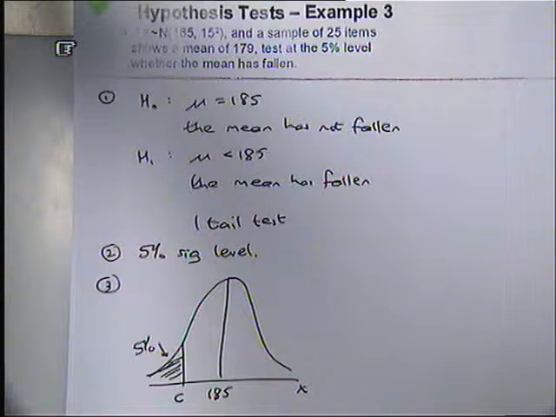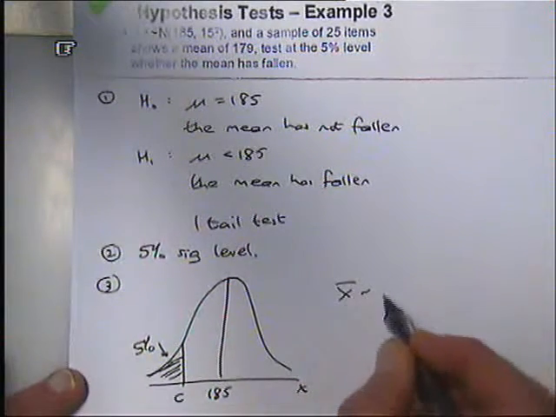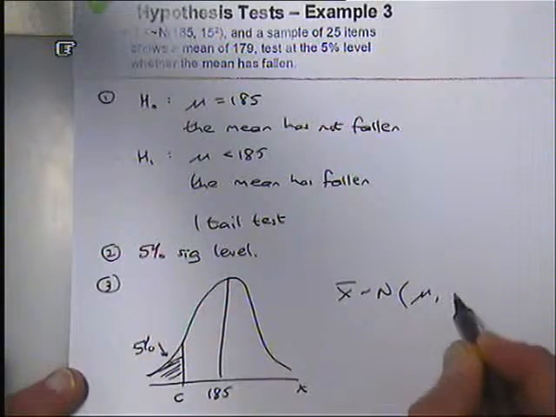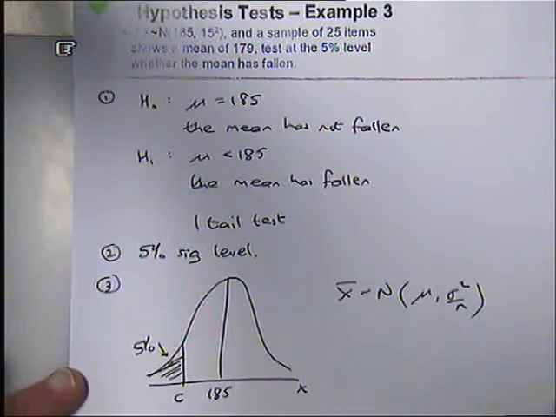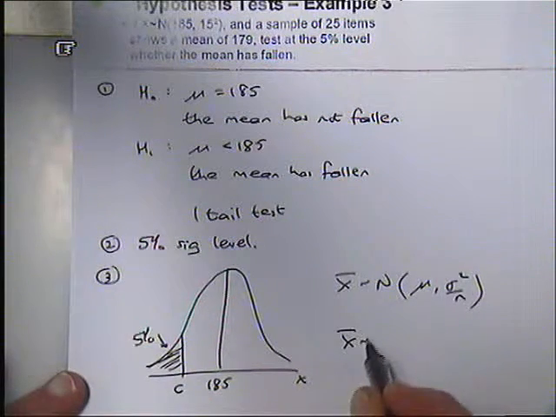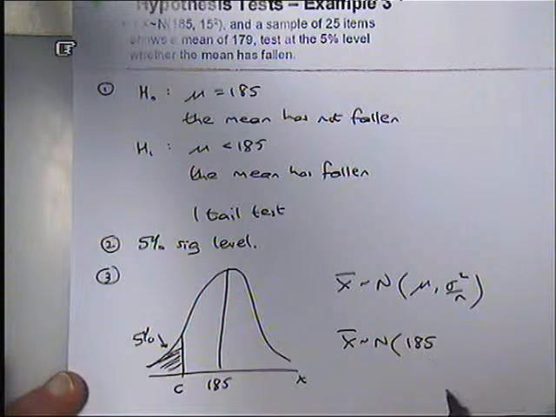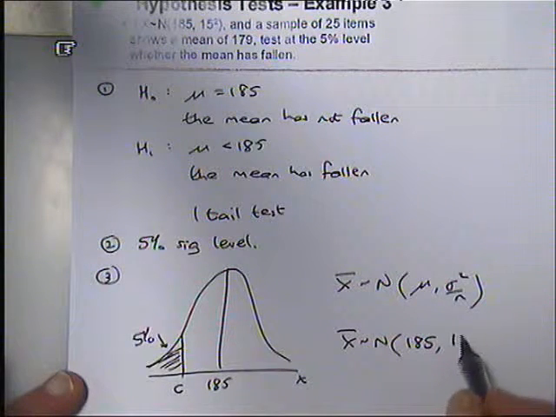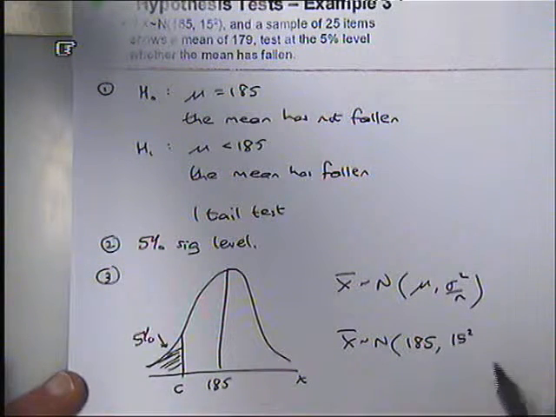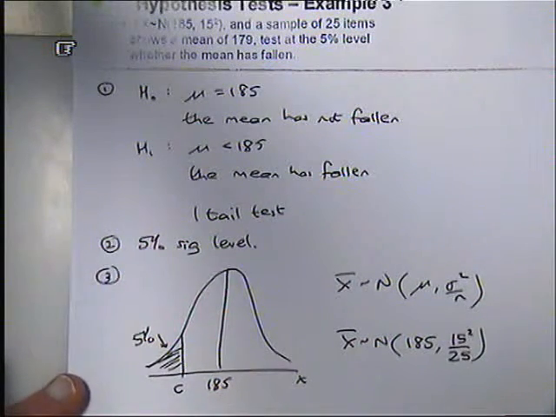So the next thing we need to do then is work out the test statistic. Well, we're using the distribution of x bar. X bar is normal, mu, sigma squared over n. That's the distribution of x bar from the central limit theorem. So in this question, we're going to be basing our x bars on 185, because that's what's in the null hypothesis. Sigma squared is 15 squared. We had a sample of 25. So that's our distribution of x bar.